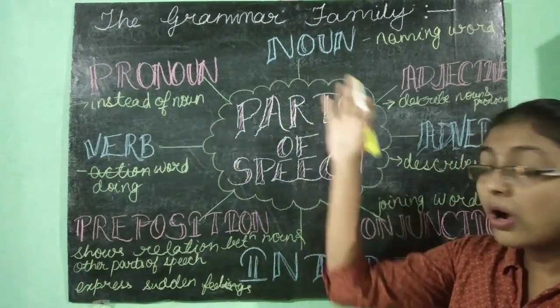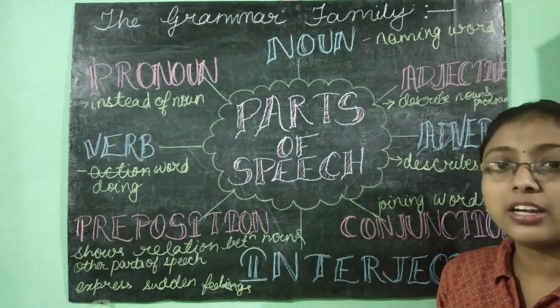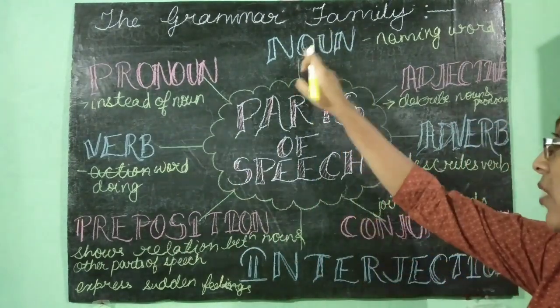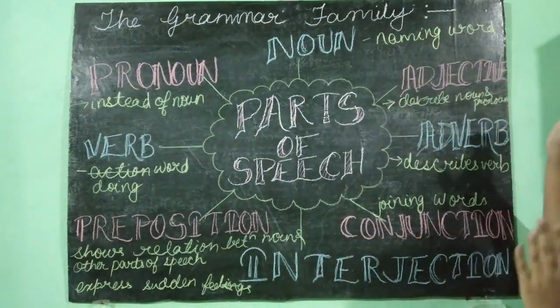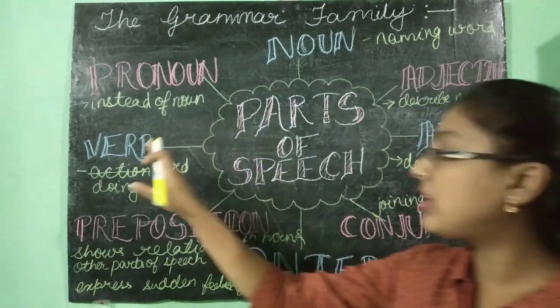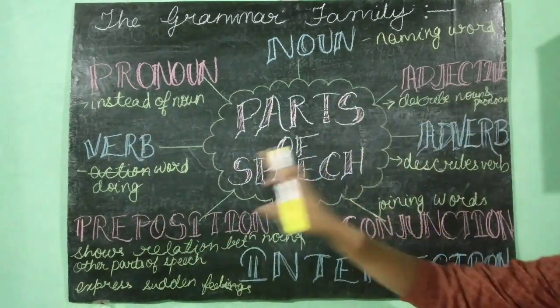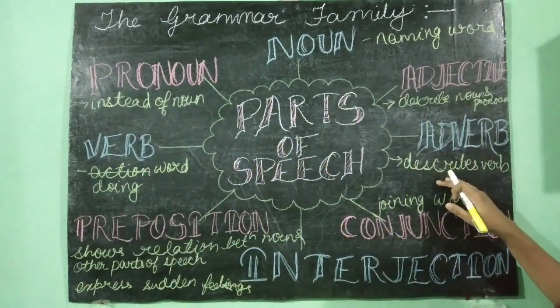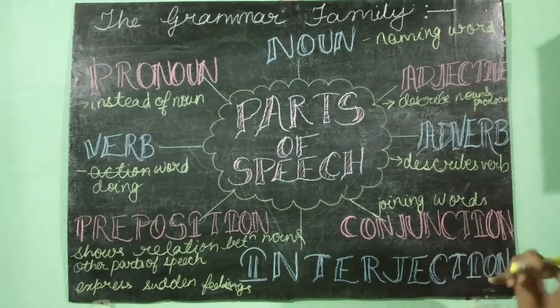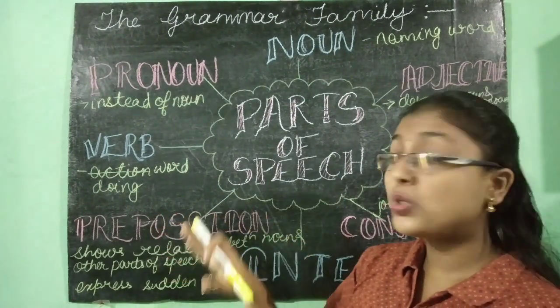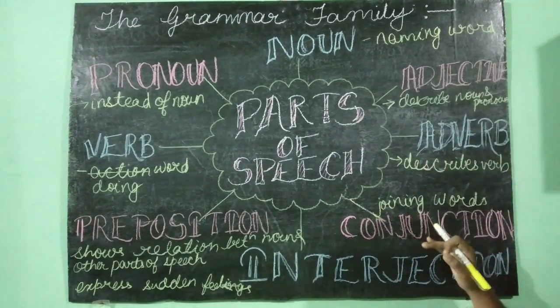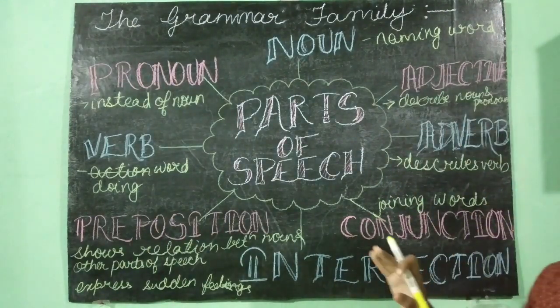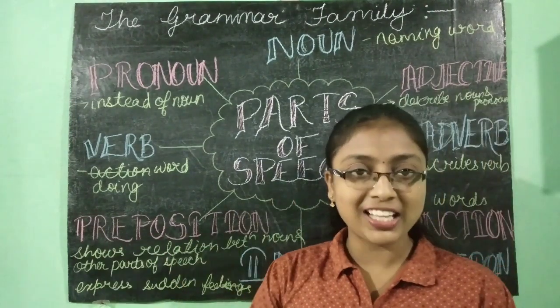So here we have discussed all the 8 parts of speech. Let's revise them once again. Noun, it's the naming word. Pronoun, they are used instead of noun. Adjective, they are used to describe noun and pronoun. Verb is the doing word. Adverb is the word that describes verb, adjective or another adverb. Preposition shows the relation between noun and other parts of speech. Conjunction is the joining word and interjection is used to express some sudden feelings.